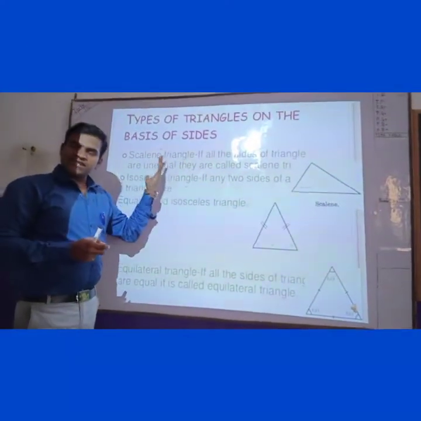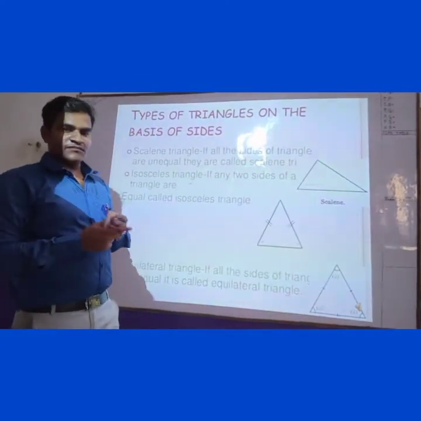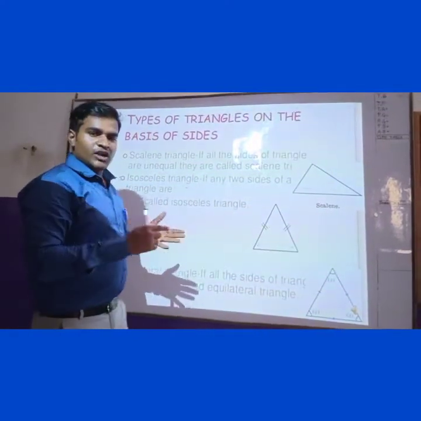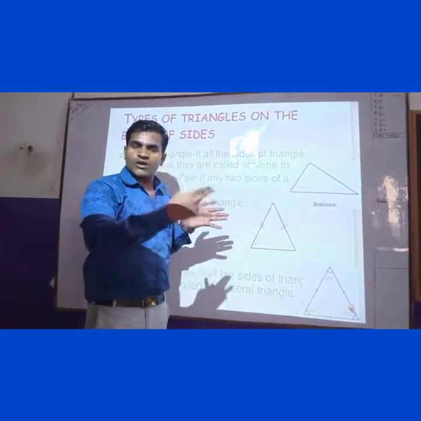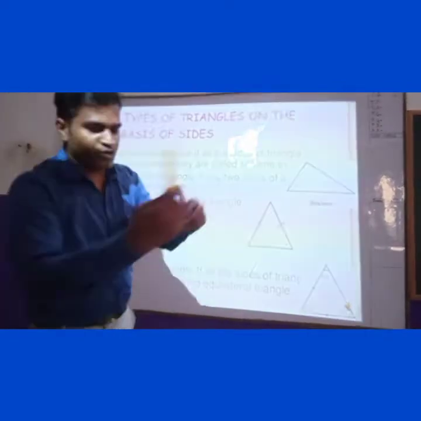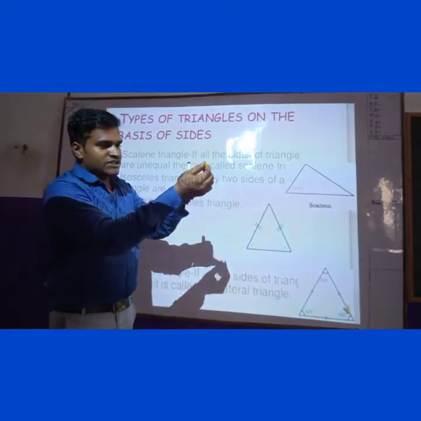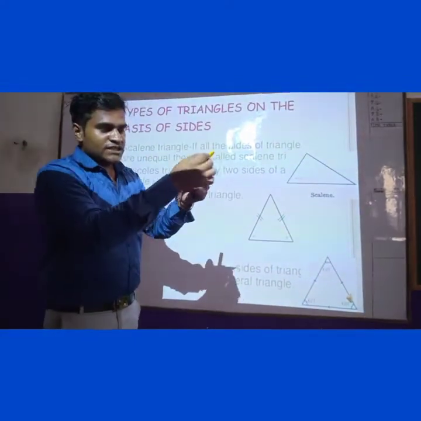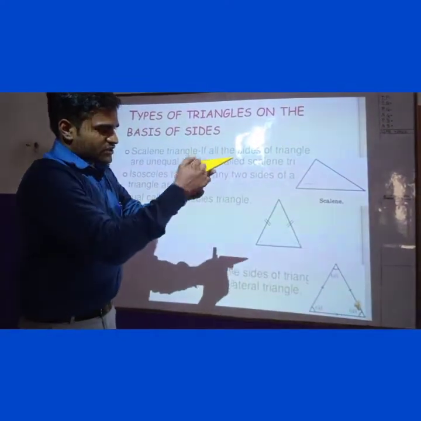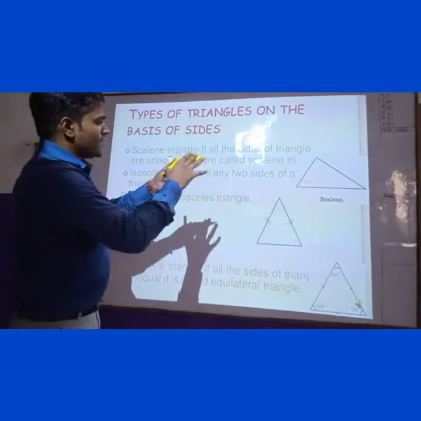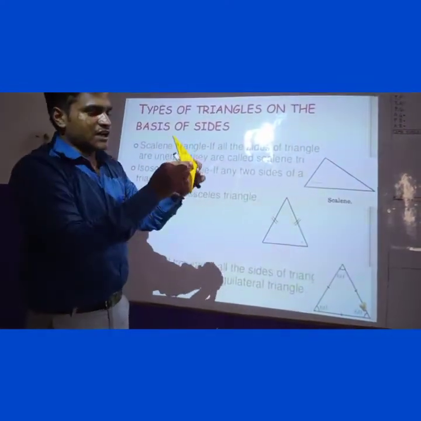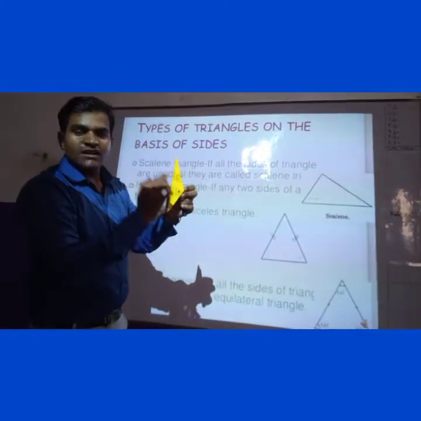Types of triangle on the basis of side. There are 3 types of triangle: scalene, isosceles and equilateral. A scalene triangle has all sides unequal, meaning the measurements of all sides are different. When we measure the sides of this triangle, we will find that all are different. So this triangle is called a scalene triangle.